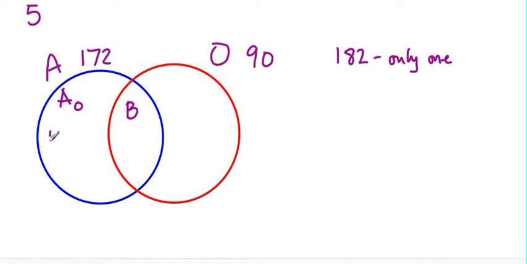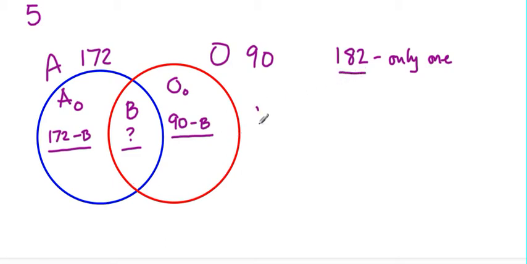Apples only is 172 minus both. Oranges only is 90 minus both. We want to know how many is in the both. If we add up 172 minus both, apples only, and 90 minus both, oranges only, we would get 182. So our equation is 172 minus both plus 90 minus both equals 182.